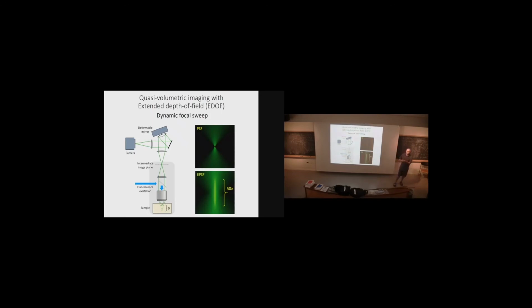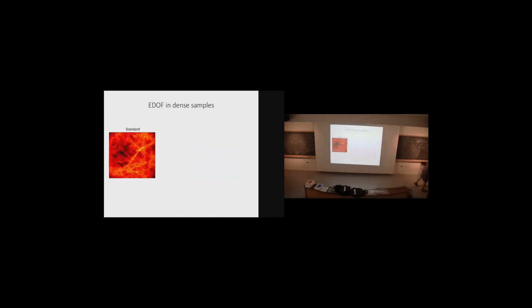So whatever the depth of field of your microscope, you can extend it 50 times using a deformable mirror, right? And you get images like this. These are fibrils in tissue, but tissue paper, not biological tissue. And you can see some fibrils are in focus, a lot of them are out of focus. This would be a standard image.